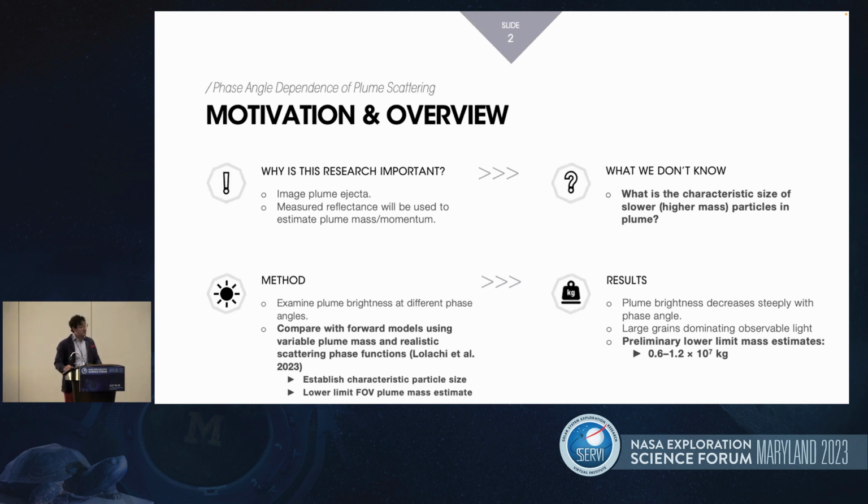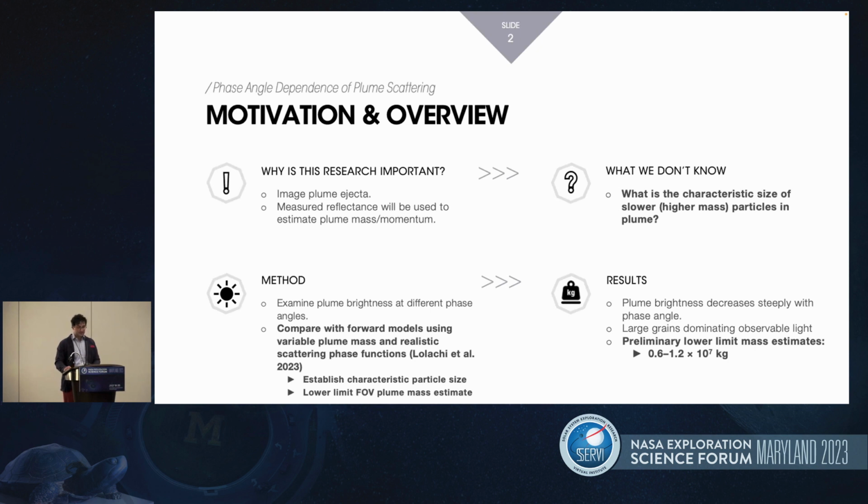Optical scattering properties of the ejecta particles dictate the relation between observed brightness and inferred ejecta mass. So we would like to know what is the characteristic size of slower, high-mass particles in the plume. This is because the smaller, faster ejecta particles are likely to be outside of the field of view in the LICIACube LUKE measurements and may not contribute as much mass as the larger particles.